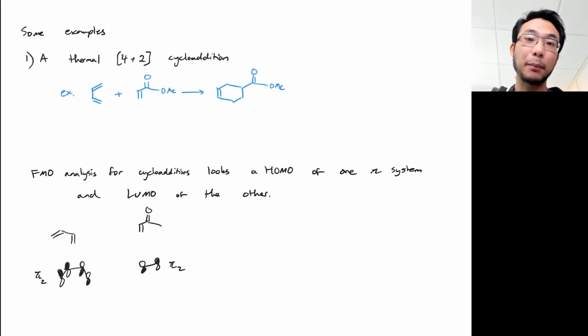Now let's look at some examples of cycloadditions. I'll show you both the conventional suprafacial plus suprafacial type of cycloaddition and also an example of one that does go antarafacial. So the first reaction we'll look at is the thermal 4+2 cycloaddition.